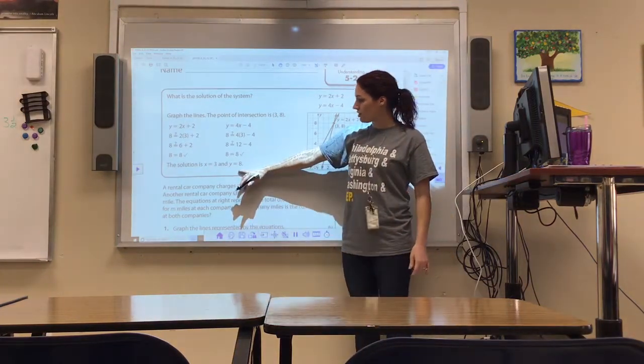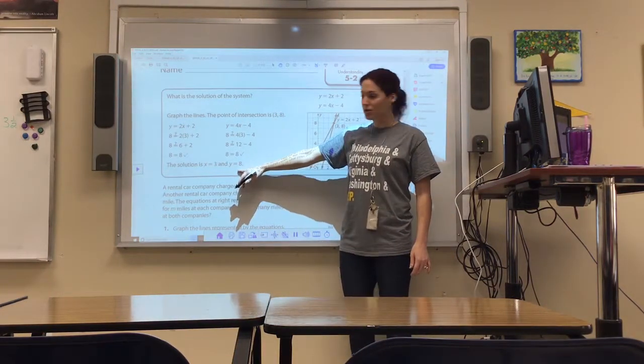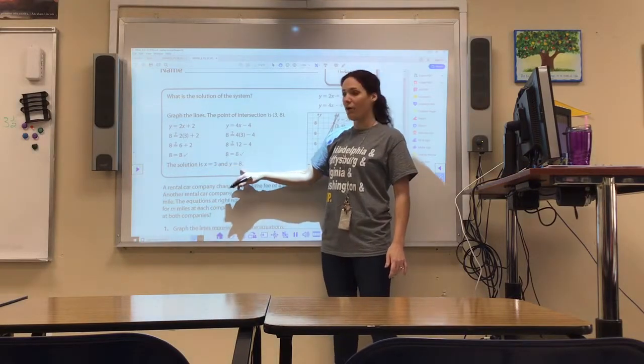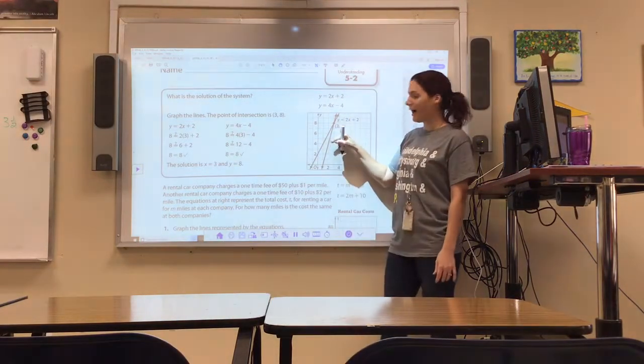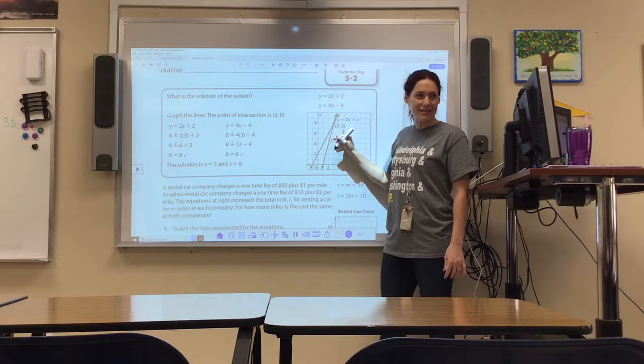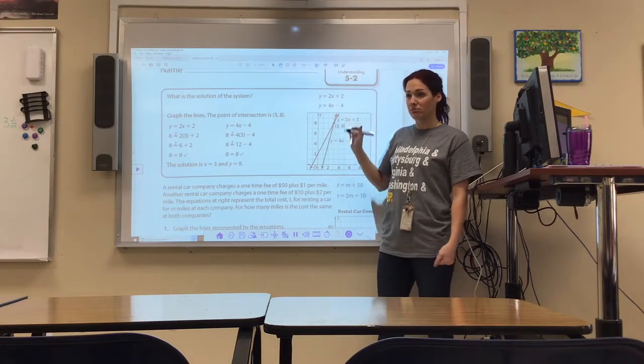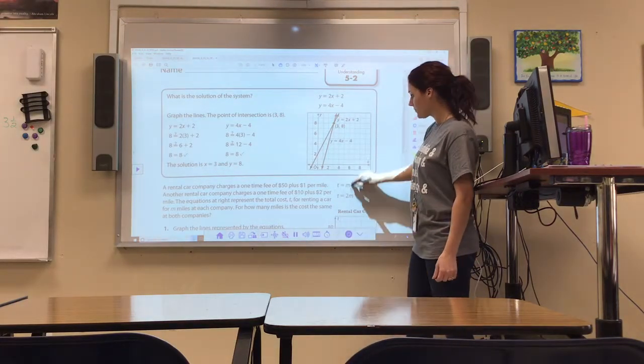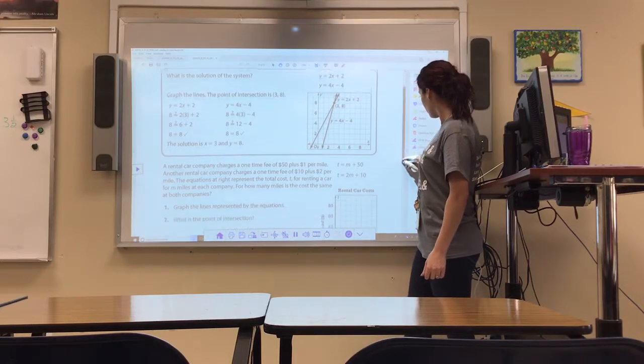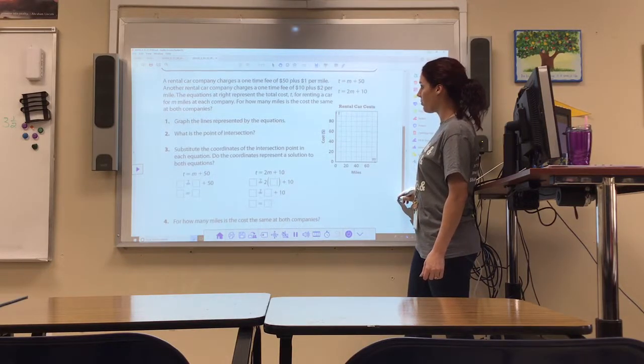They did state the solution a little bit differently. They said that the solution is x equals 3 and y equals 8. I would always write it as an ordered pair. I think that's easier than writing out the sentence, but if you want to write it out, you may. Okay, let's work on this problem together.